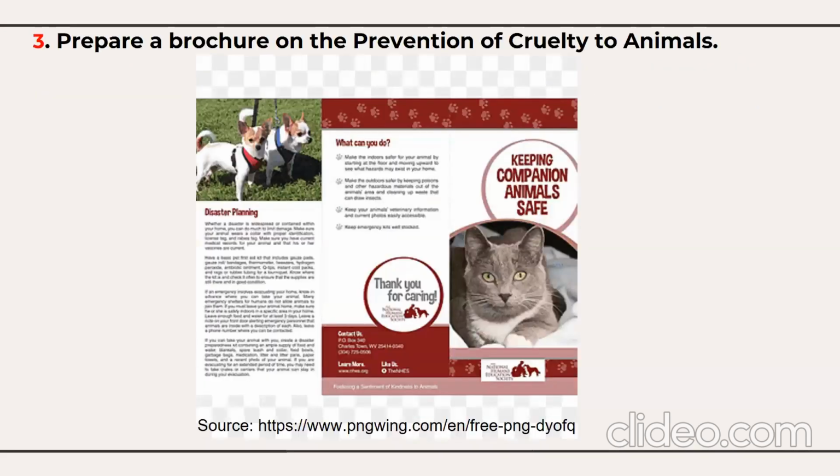Last question, which choice you have here? Brochure writing. That's quite a tough one. Brochure on the prevention of cruelty to animals. So this image I have borrowed from pngwing.com. I mentioned the source as a courtesy. So you can go through such images.